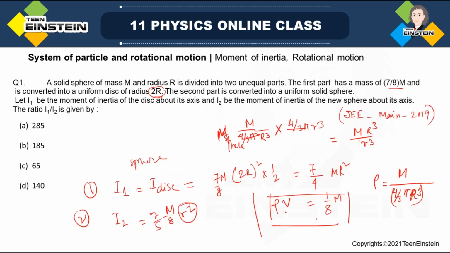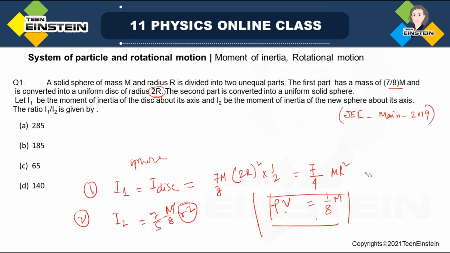By getting the radius, what can we do? We can actually get the mass, and then we can write 2 by 5 m by 8 r square. Actually, I have very little space here. I need to remove a few parts over here. If I require, I'll come back to these equations.